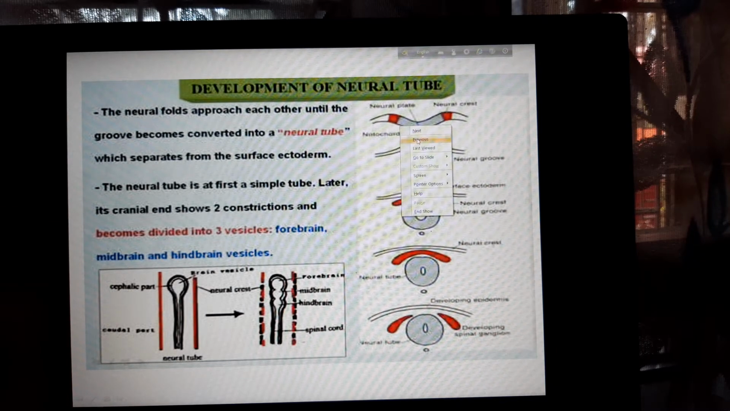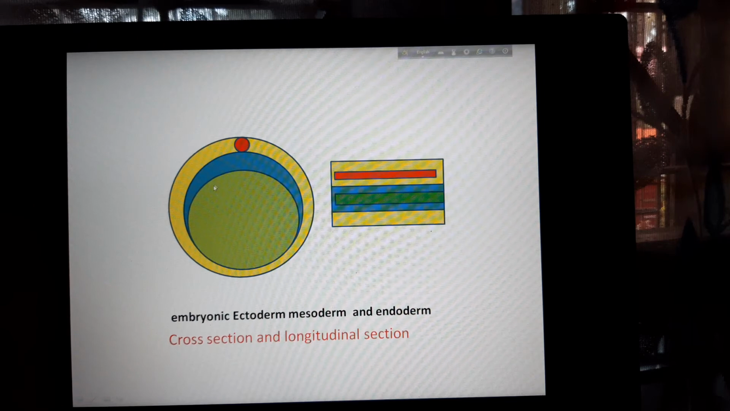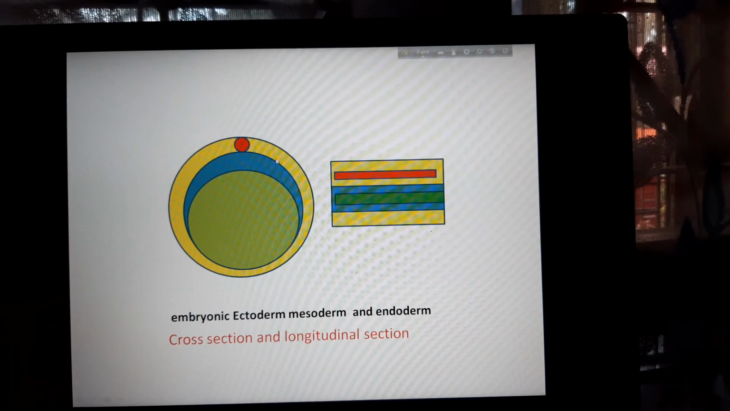You see, this is the embryo of the vertebrate. Up to this stage, 3 germinal layers are formed. Yellow is ectoderm, blue is mesoderm, and green is endoderm. These are the 3 germinal layers: ectoderm, mesoderm, and endoderm. This is the cross section of the embryo and this is the longitudinal section. The inner green line is endoderm, blue is mesoderm, and yellow is ectoderm.